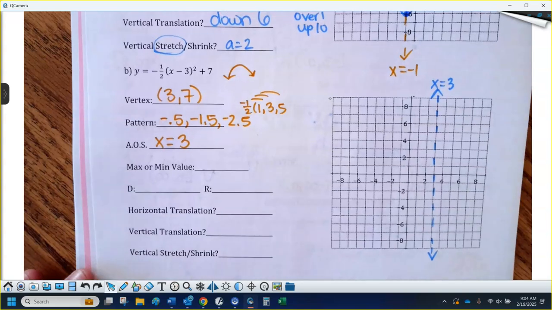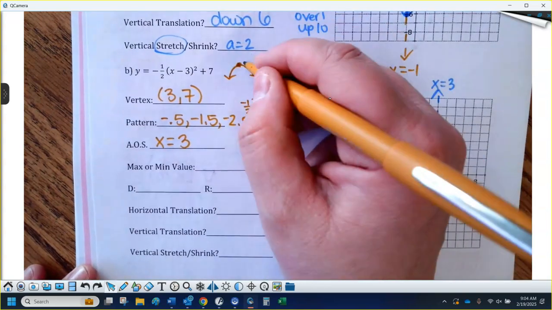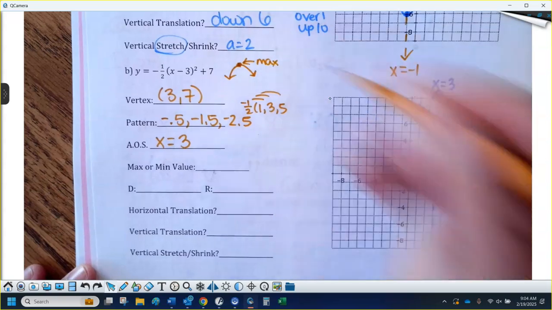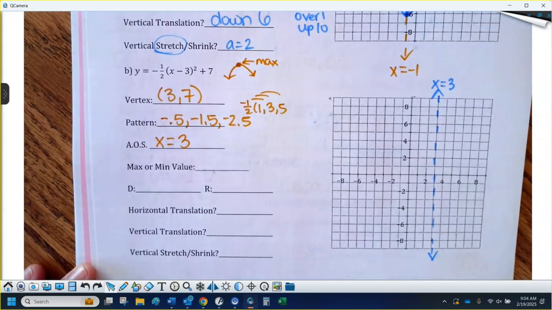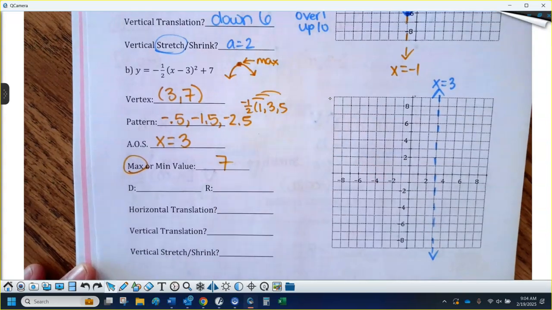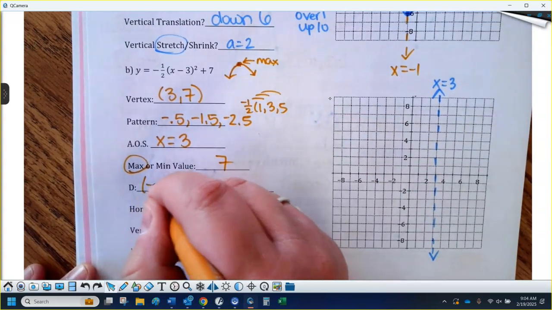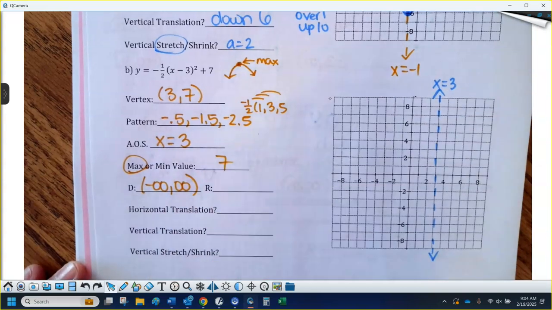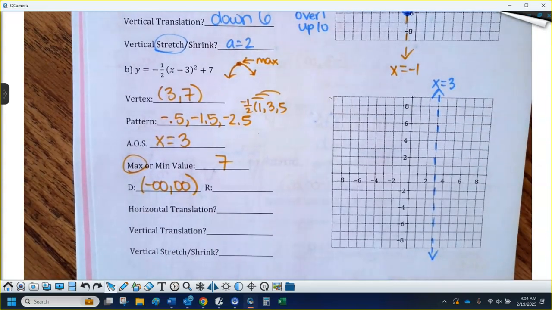Now, because the graph we know turns upside down, that's how I know that I'm going to have a maximum value. So the maximum value for this one should just be the y-coordinate of the vertex. No matter what, -infinity to infinity is your domain. My range, let me put it on the graph and then we'll figure that out.